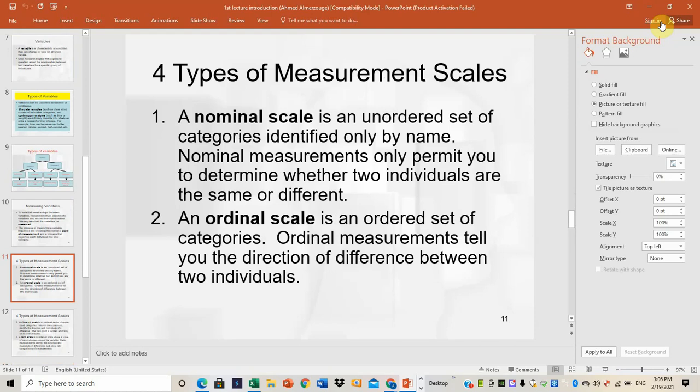Types of measurement scales: a nominal scale is a set of categories identified only by name. Nominal measurements only permit you to determine whether two individuals are the same or different. For example, one is Indian, one German, one Arab, one Iranian, one Turkish, there is no difference, just distinction. We just know this one is Indian, this one is German, but no one is superior to another in anything.